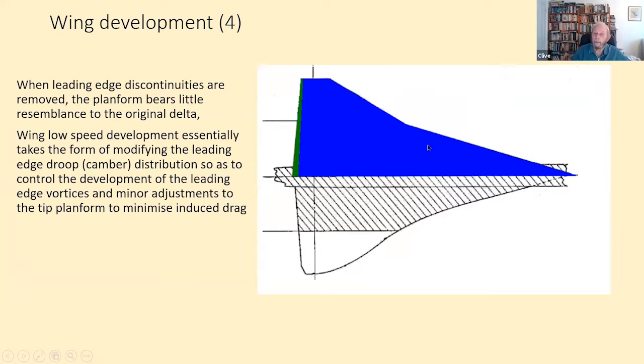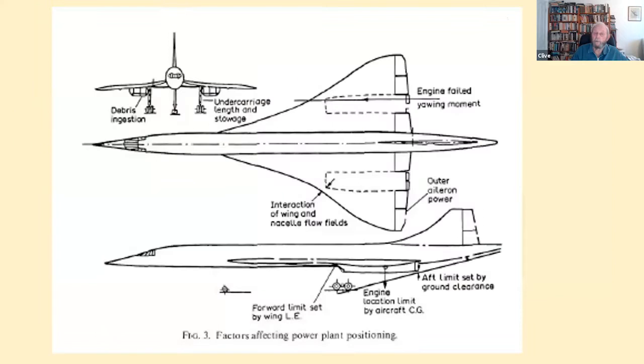Now, when you've done all that, and rounded the corners, the planform that you get doesn't look a lot like the original, but that in fact becomes the basis of the successful design. After that, we were really involved in changing the details of this planform in order to minimize the induced drag, amongst other things. Once you've got a planform, of course, you then have to think about the rest of the aeroplane. And here we had a problem.